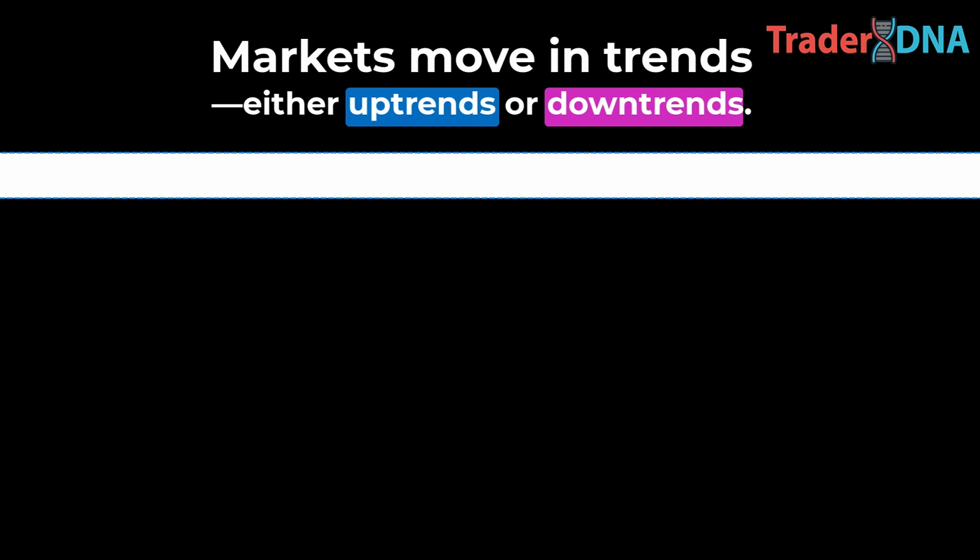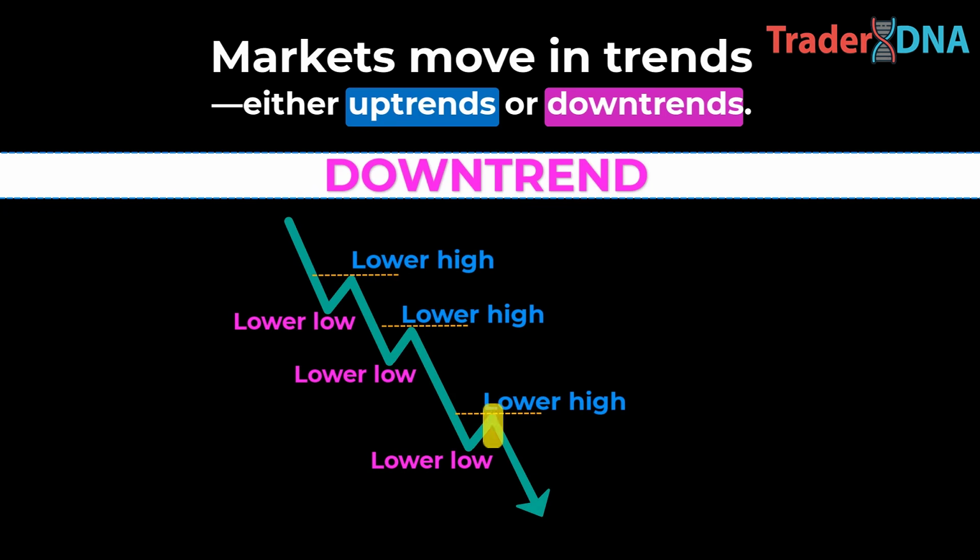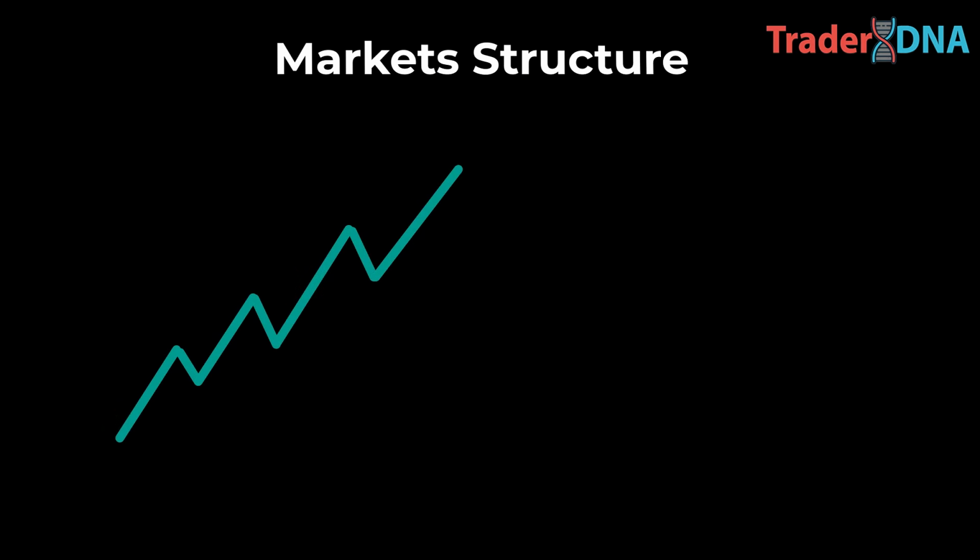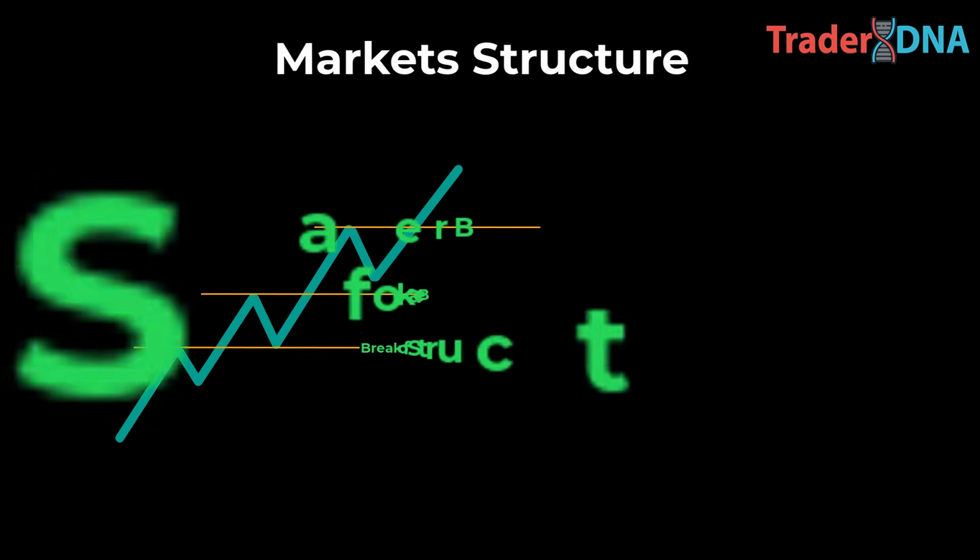In a downtrend, it's the opposite. The market forms lower highs and lower lows, where each high is lower than the previous one, and each low is also lower. In an uptrend, when the price breaks above a previous high and creates a new high, that's called a break of structure.